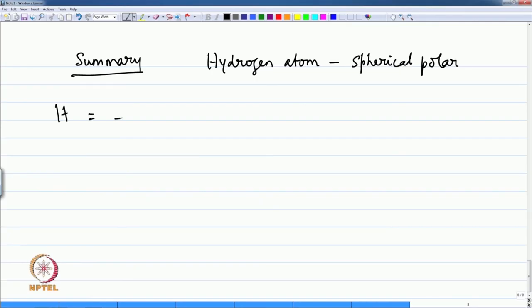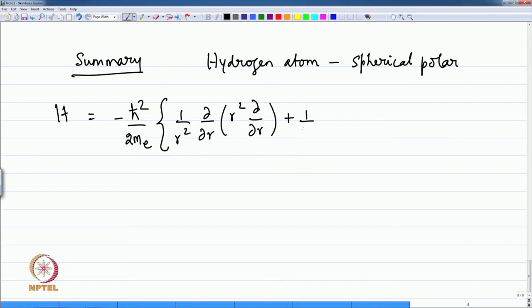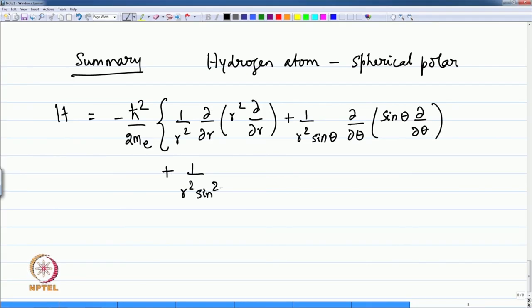The Hamiltonian is minus ħ²/2m_e times [ (1/r²) ∂/∂r (r² ∂/∂r) plus (1/(r² sinθ)) ∂/∂θ (sinθ ∂/∂θ) plus (1/(r² sin²θ)) ∂²/∂φ² ], all of which is the transformation of the derivatives to the spherical polar form, and therefore this is nothing but the kinetic energy term in terms of the spherical polar coordinates, with the potential energy minus Ze²/(4π ε₀ r).